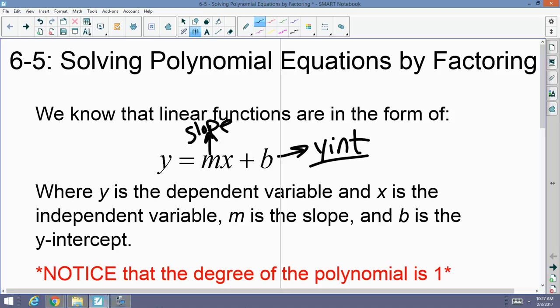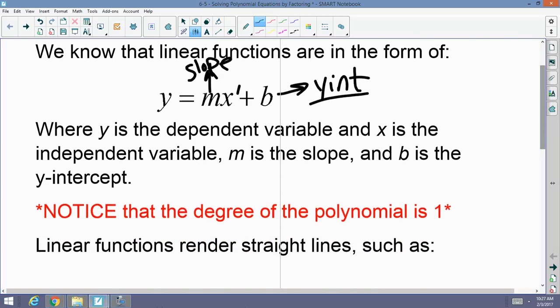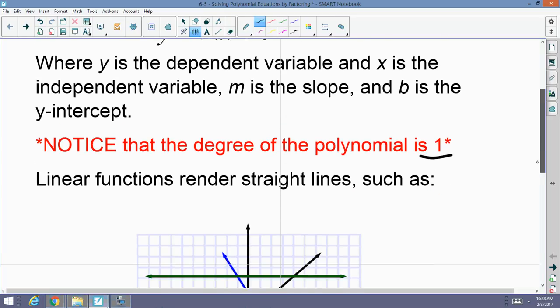Guys, what is the power of x here? Yeah, when you don't see a power, remember it's an invisible one. So notice that the degree of this linear function, of this polynomial, is 1. When the degree is 1, that lets you know that you have one possible solution. That's what the degree tells you. That's why recognizing the degree of a polynomial is so important, because the degree tells you how many solutions you have.